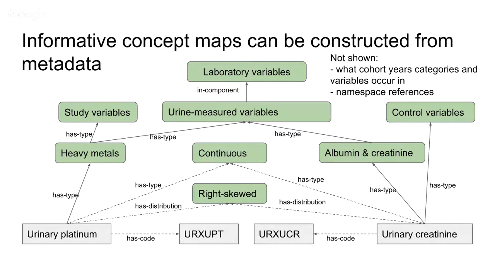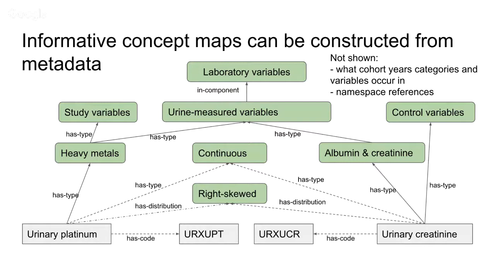So when you're working with NHANES, you have this heterogeneous data set, all these different variables that have different meanings. And so we can use this concept map idea to organize them. How you would read this is you would say, okay, urinary platinum, which is a possible risk factor, has the code URX UPT. So NHANES refers to urinary platinum as URX UPT within itself.